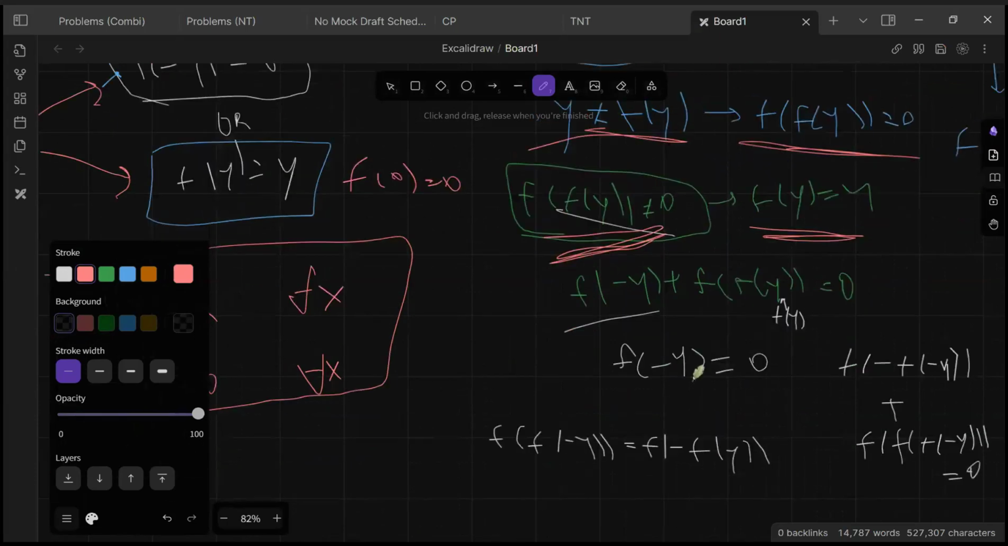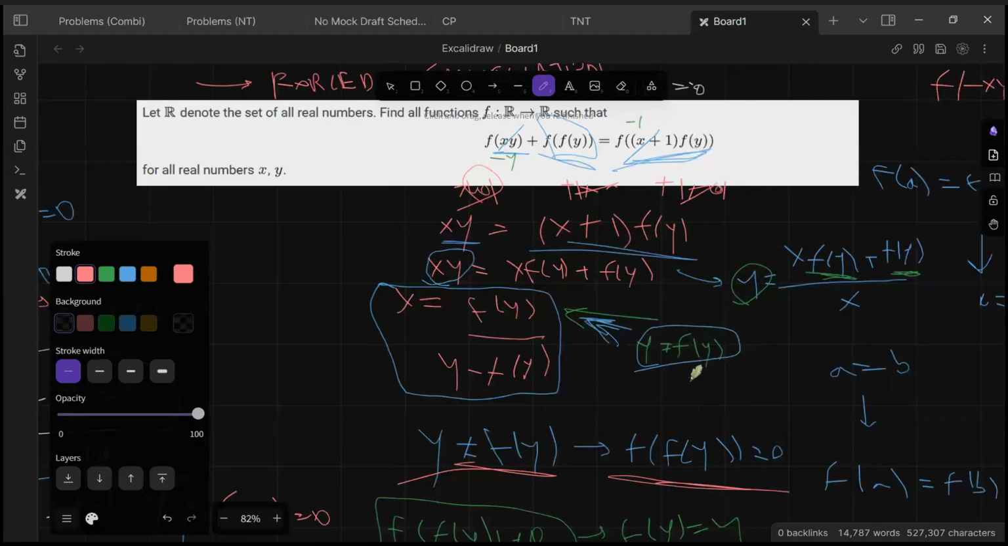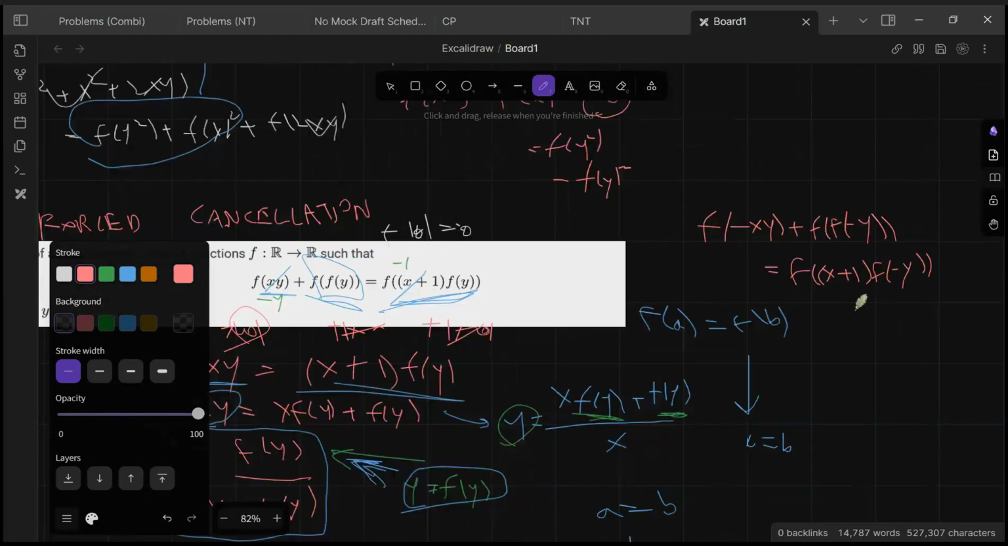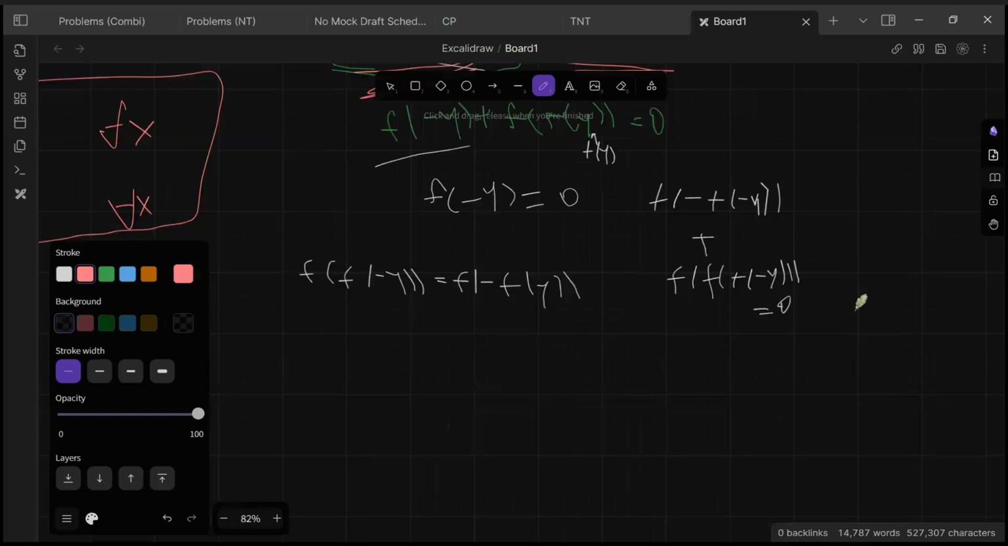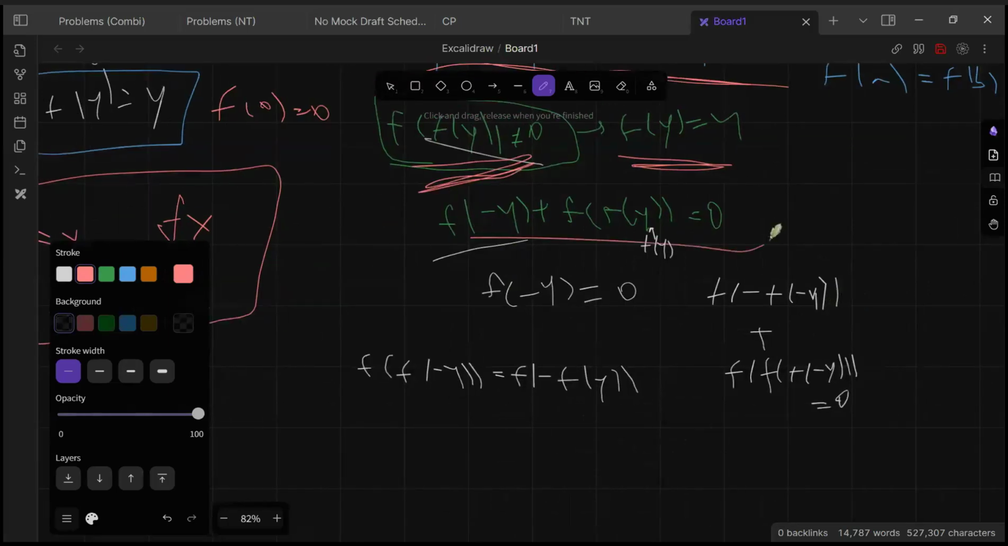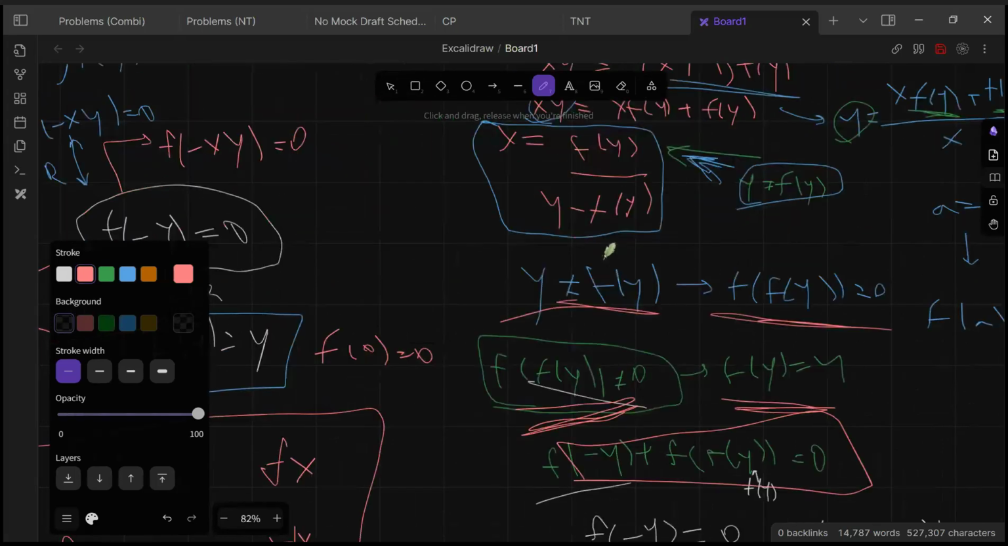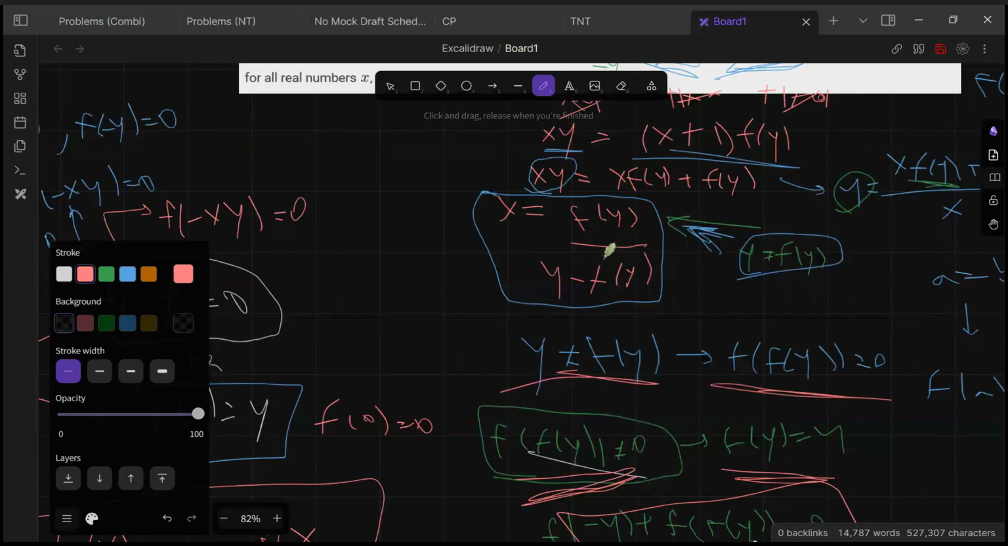And then we got that f of minus y depends on f of y from something. Somewhere we got that. So from here we got that if f of y is 0, then f of minus y is 0. It's fine. Thanks.